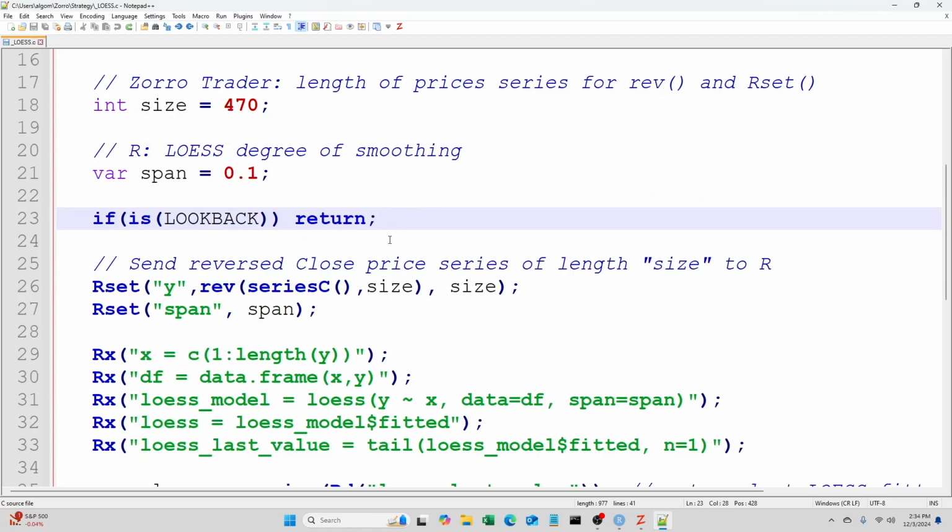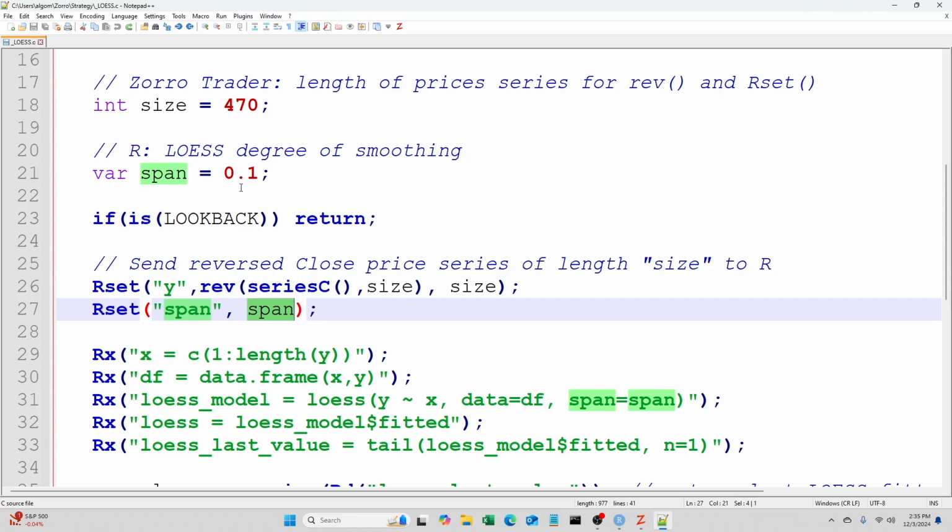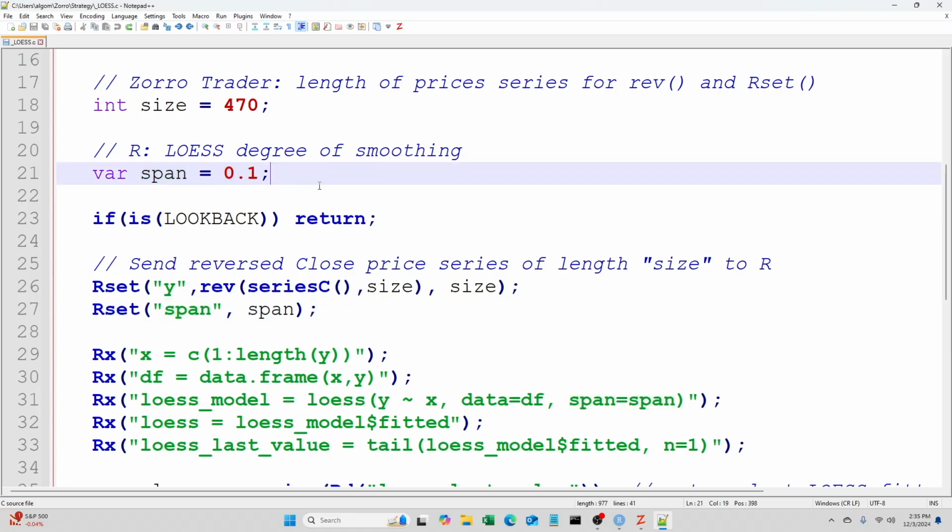First we are sending to R from Zorro Trader, using the Rset command, the price data and the span, the smoothing parameter. And here is where stuff gets tricky. This part is simple: the command Rset defines a variable in R called span, and it initializes that value to the Zorro Trader value called span, which is 0.1 here. Of course, you can change this, and you don't need to change the code. Now, what in the world is this thing here?